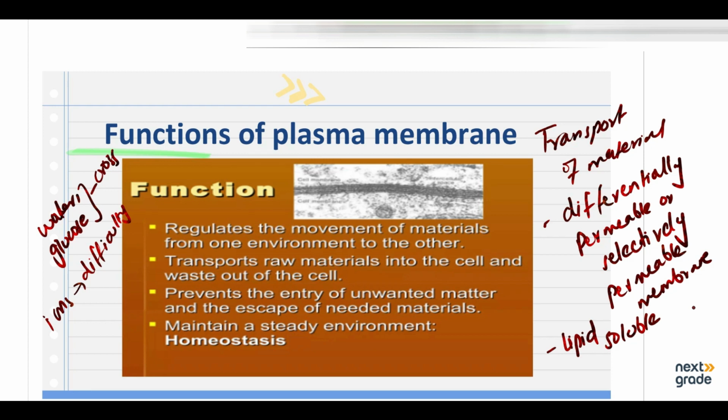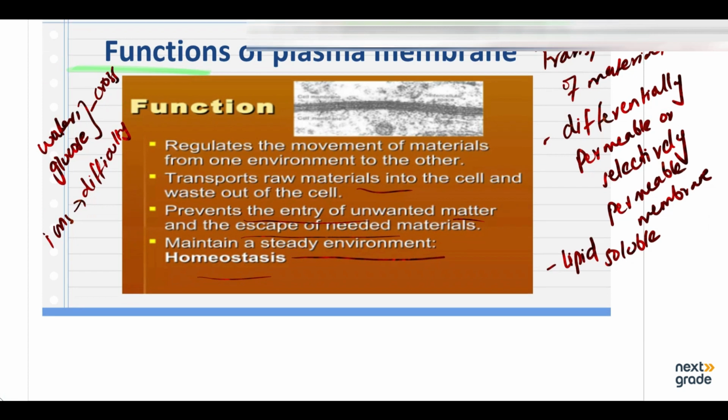Transport of raw material into the cell and waste out of the cell is another function that it performs. It prevents the entry of unwanted matter and the escape of needed material, and it maintains a very steady environment that is also known as homeostasis. So these are some of the functions of the plasma membrane, right?